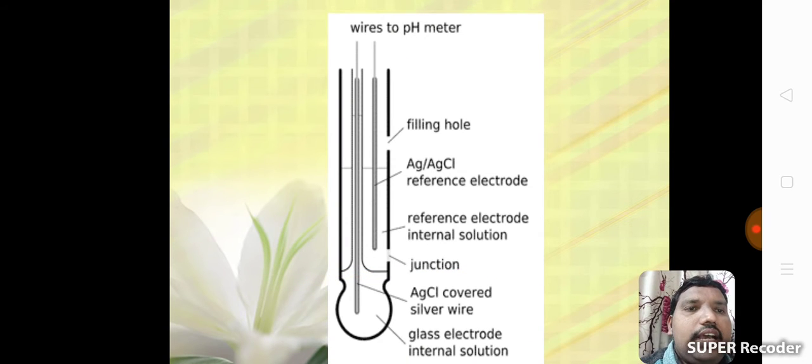See, this is the electrode, the glass electrode. This glass electrode has an internal solution, a silver chloride covered silver wire. This is the junction. This is the reference electrode in internal solution. This is the silver chloride reference electrode. It is a filling hole. These are wires connected to the pH meter.